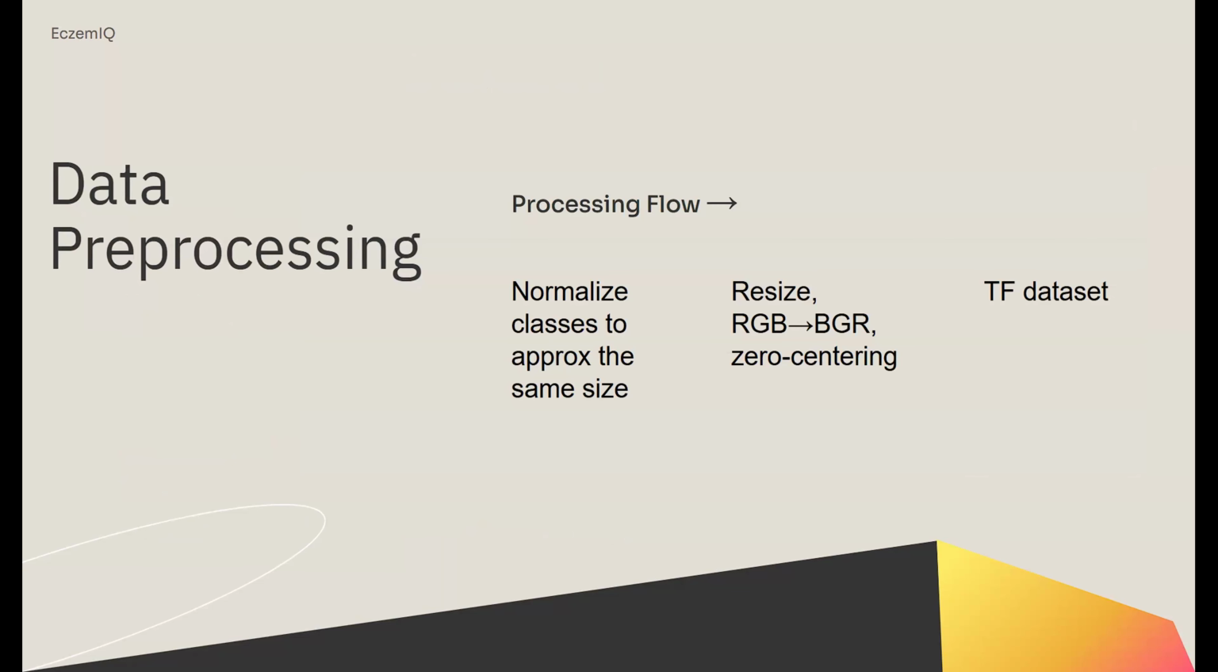And the data pre-processing that we did was normalizing these disease classes because some of them had around 8,000 and the other classes had around 2,000. So we decided to randomly sample around 2,500 images for each class. And we then resized it into 224 by 224 and then converted RGB into BGR and then zero-centered it based on our ResNet model weights. And we also finally converted it into a TensorFlow data set.